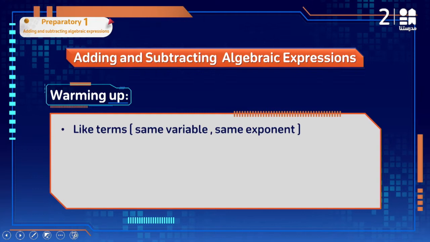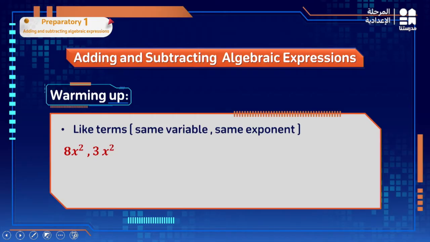Do you remember the like terms? We have the same variable with the same exponents. For example, 8x squared and 3x squared. As you can see, we have the same x with the same exponent, which is 2. So they are like terms.